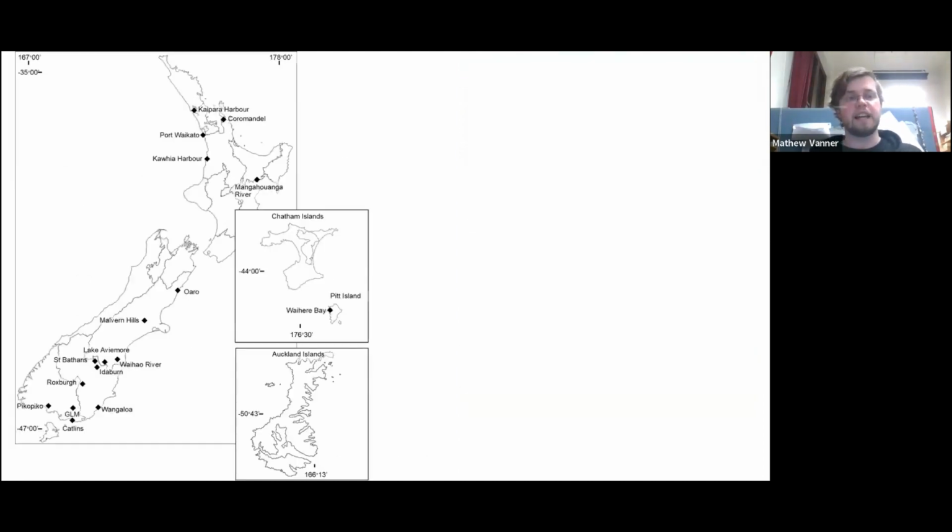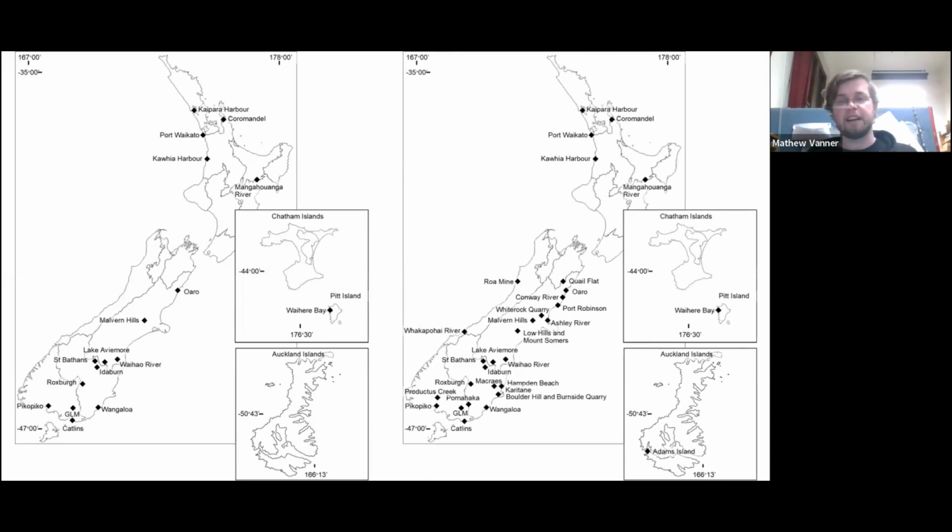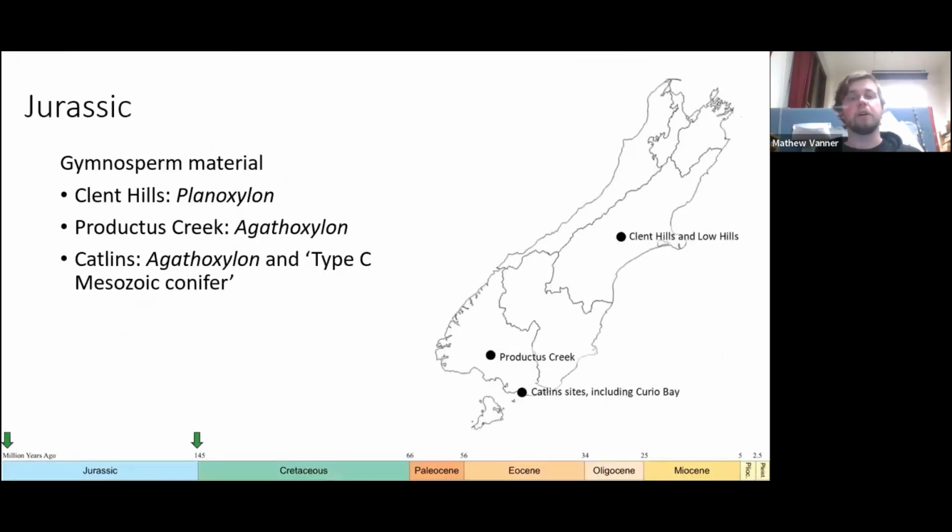So there is that map of material where material has been studied previously, and here it is now after I finished my PhD. This is a much more comprehensive overview, if I do say so myself. From the Jurassic, I identified material from 3 different sites: Cleet Hills, Productus Creek, and the Catlins. Now, the Productus Creek material actually might be Permian, but we just wanted to go with the safe option of calling it Jurassic.